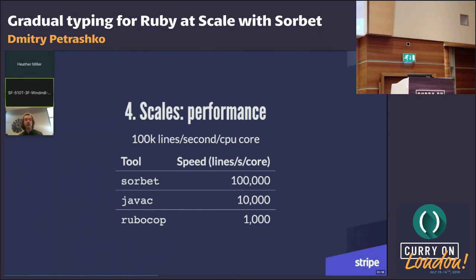To give you some comparison with other commonly used tools in industry, Javac has around 10K lines per second per core, which, to be honest, is not a fair comparison because Javac also does bytecode emission, while Sorbet does not. Sorbet output is effectively just error messages. And RuboCop, the commonly used syntactic tool for enforcing style on Ruby, has around 1,000 lines per second per core.